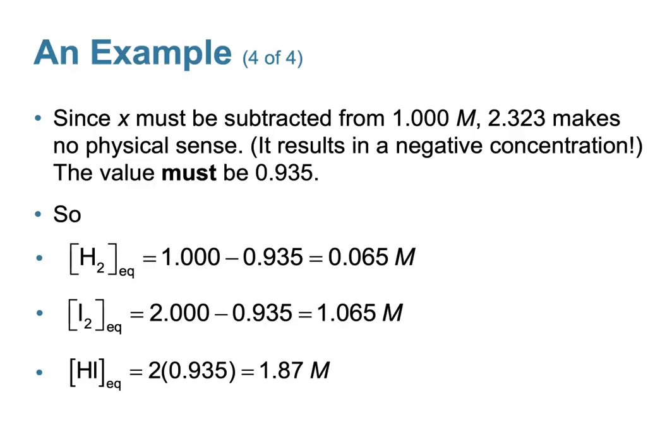All right, so here's another example. Oh no, this is the last part of the example. So we figured out what our X was, and X has to be subtracted from 1 molar and 2 molar, so 2.323 makes no physical sense. So we take 1 minus 0.935, 2 minus 0.935, and then we multiply 0.935 by 2 to get all of our equilibrium concentrations.